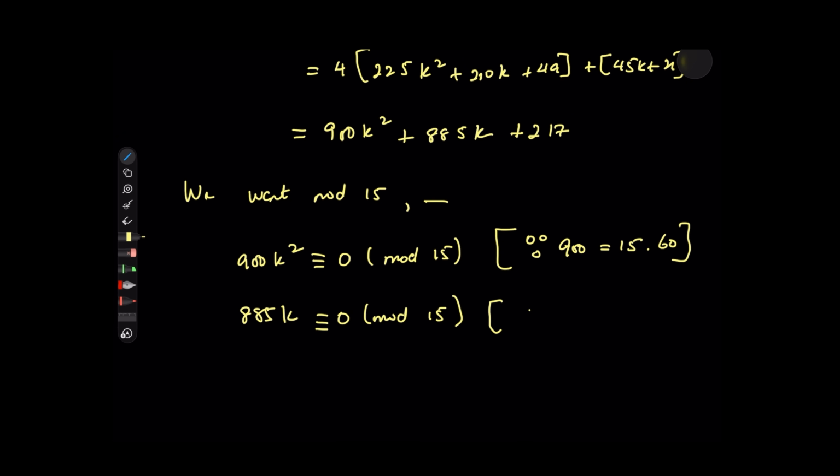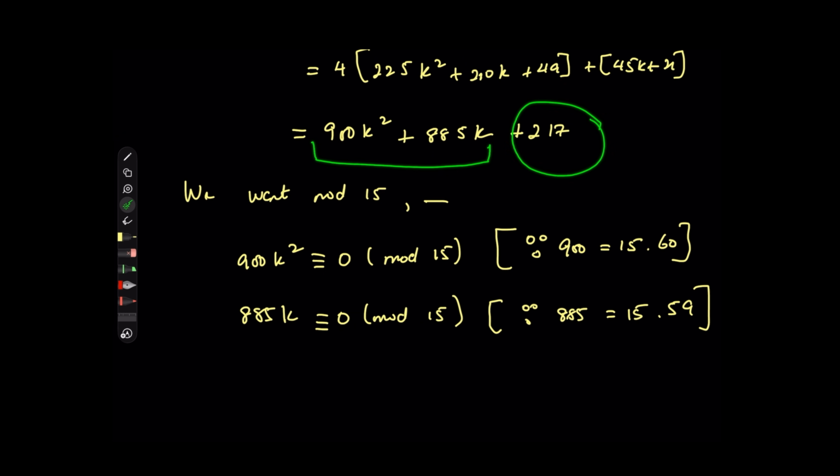Why? Because 885 is equal to, how much is this? 15 by 59. Okay, so both of these here have a remainder of 0.